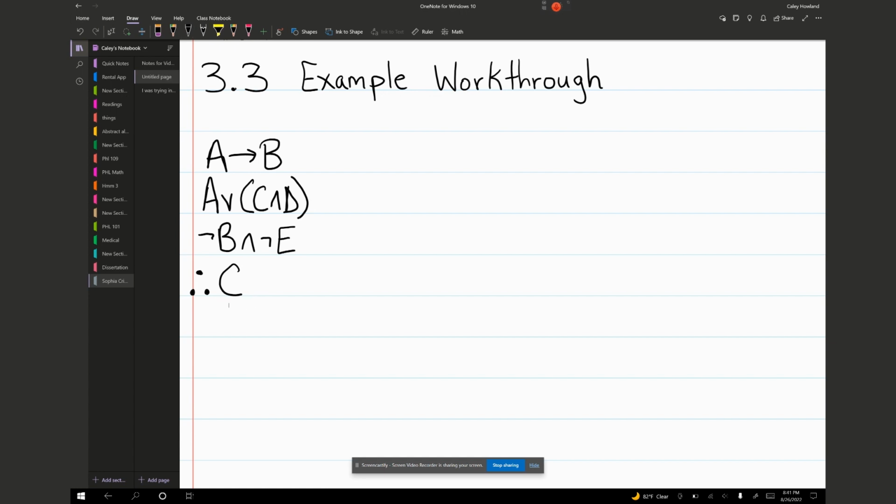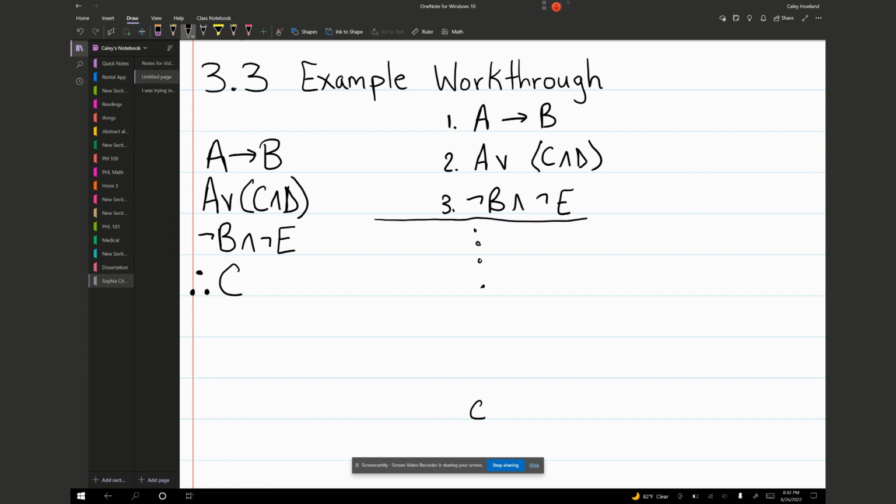Okay, so now I'm going to start by listing my premises and then giving myself space to get to the conclusion. So the first premise, remember here, is if A, then B. The second premise is A or C and D. I'm going to change that parenthetical. And then the third premise here is not B and not E. And then we're going to give ourselves a few dots and we're going to put our conclusion down here as C. And so now we have a line right here that designates that what's above the line is our premises. And then below our line is what we derive to get ourselves to C.